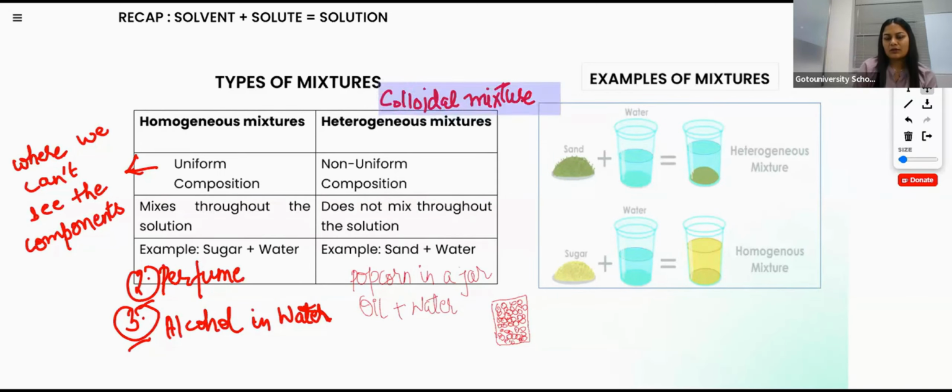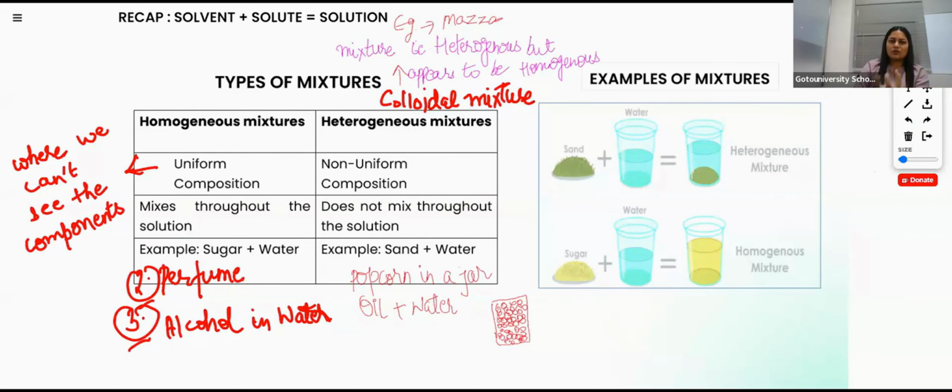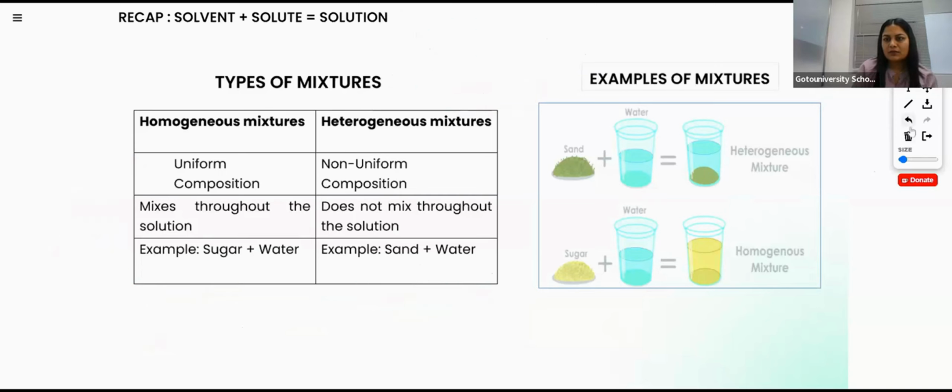Now what is a colloidal mixture? A colloidal mixture is actually a heterogeneous mixture, but it appears to be homogeneous. The solution mixes throughout, like the mango solution, which is completely mixed, although we cannot see through it. So it appears homogeneous but is heterogeneous, right? So this is all about the basic knowledge of types of mixture, homogeneous and heterogeneous mixture. I hope this is clear to you.